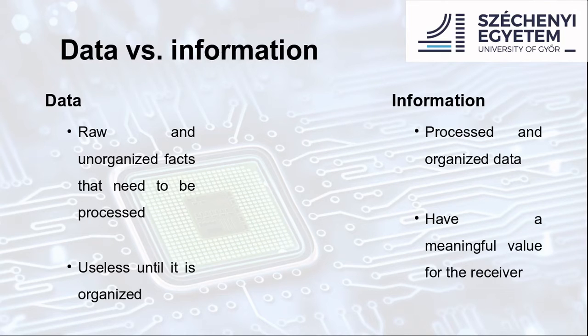As a next step, in order to understand the basics of information technology, you need to learn the difference between data and information. Data is raw and unorganized facts that are gained from an acquisition process and useless until they are organized, while information is processed and organized data which has meaningful value for its user.